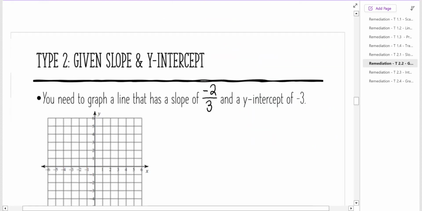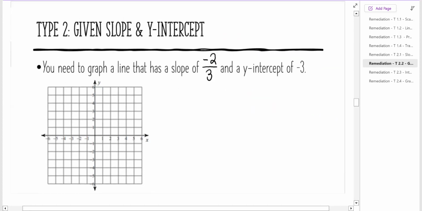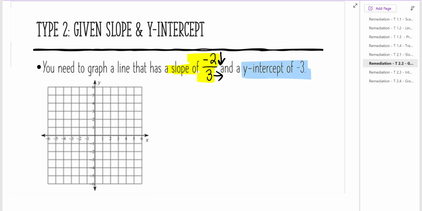All right, now we're going to go to type 2. If you're given slope and you're given the y-intercept. So this one's actually easier. You know that slope is negative 2 over 3. So that's going to be down 2, right 3. And that the y-intercept is negative 3. Okay? Your first point is always the y-intercept. Tu primer punto en la gráfica siempre es el y-intercept.